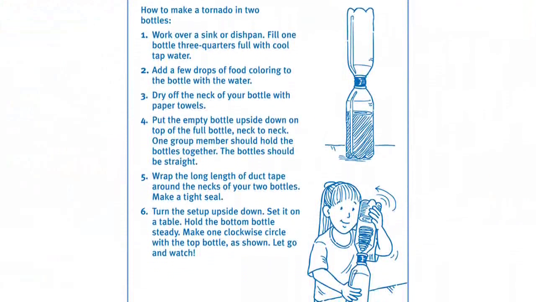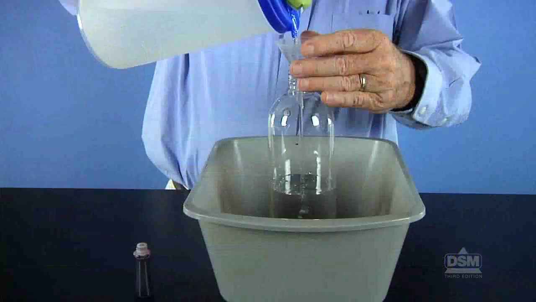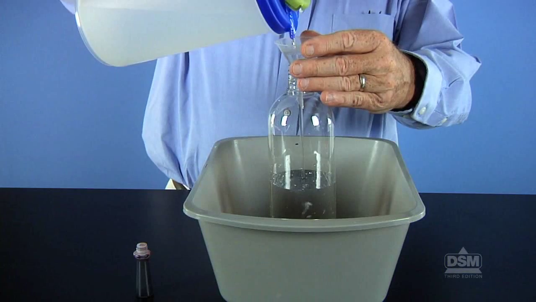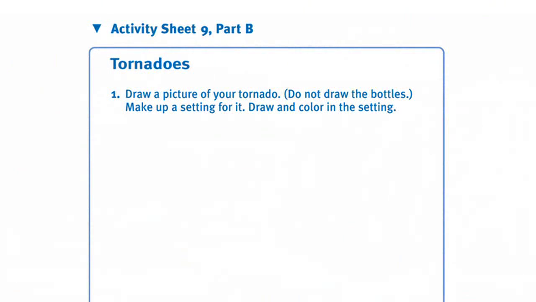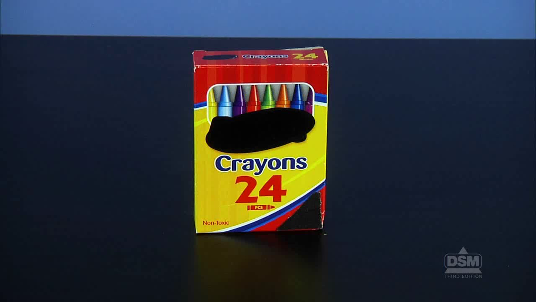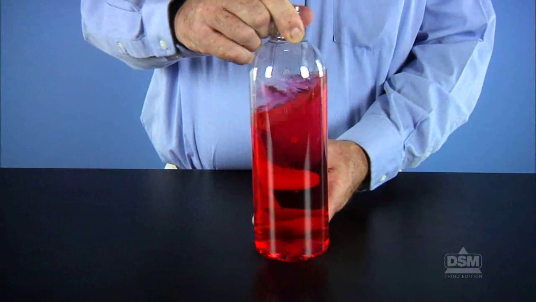Next, distribute a copy of Activity Sheet 9, Part A, to each student, and 2 1-liter plastic bottles to each team of 4. Working over a sink or dishpan, have students fill 1 bottle 3/4 full with tap water and add a few drops of food coloring to the water. Next, distribute a copy of Activity Sheet 9, Part B, to each student, and a box of crayons to each team of 4, and instruct students to work in groups to make a tornado form in their bottles.